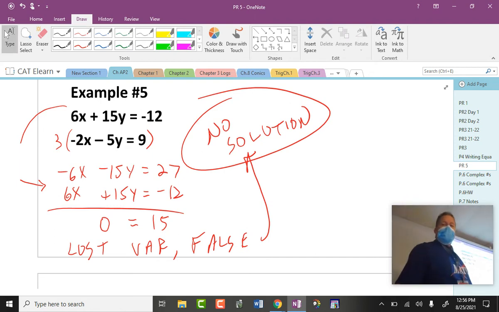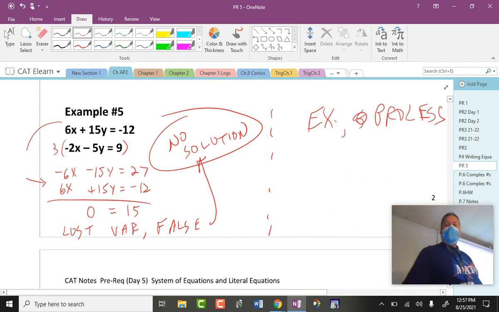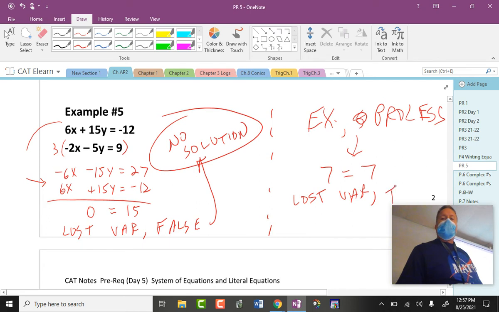Okay, let's pretend, not do another example, but let's pretend you have an example, and you start the process. You start trying to solve the system, and you end up with 7 equals 7. So you lost your variables, but what's left over is true. Be careful.